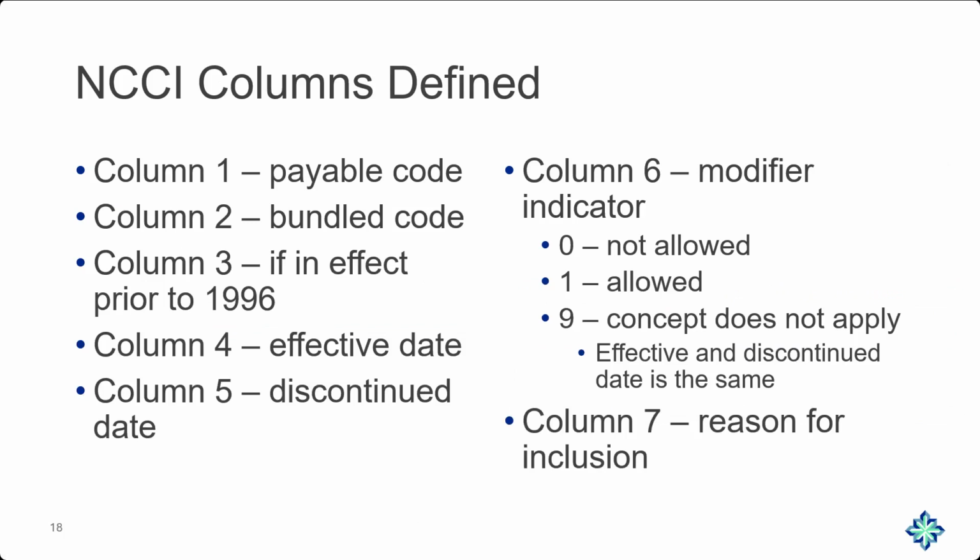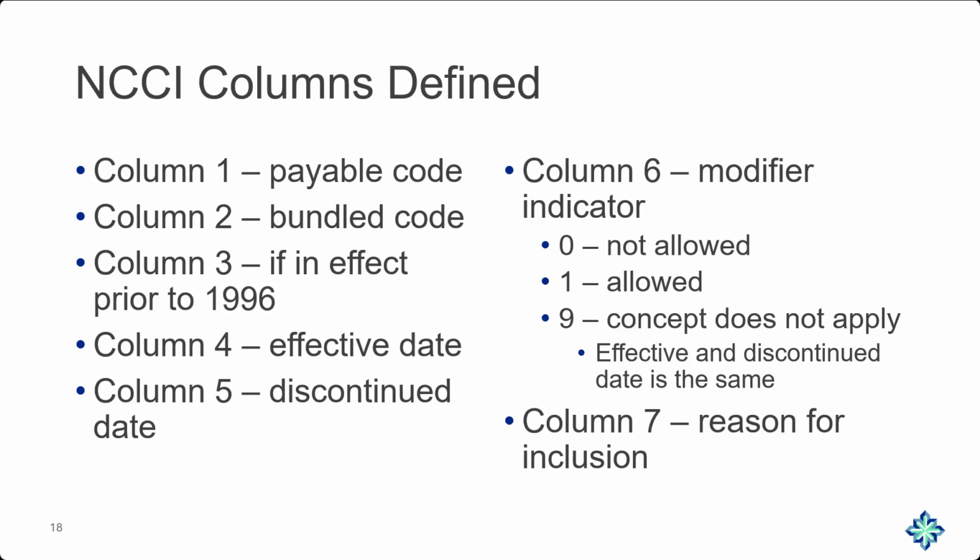This slide is running through the definitions for those columns. So column 1 is always going to be that payable code. Column 2 is going to be the bundled code that is part of that column 1 code. Column 3, this you probably are not utilizing often, but it's going to let you know if it was in effect prior to 1996. That may apply to your situation. It may not. Column 4 on that chart is going to be the effective date. So when this NCCI edit was effective.